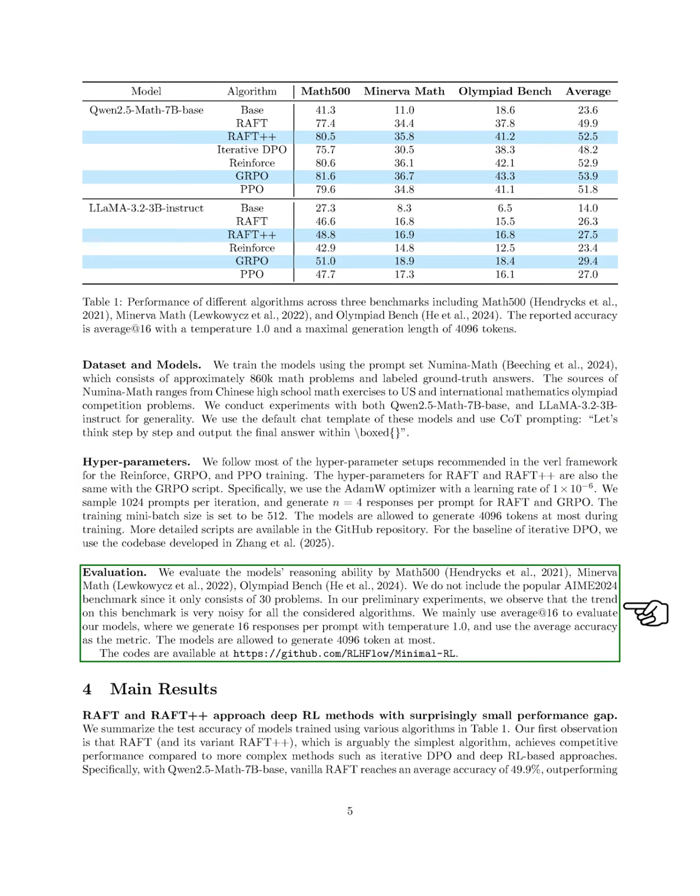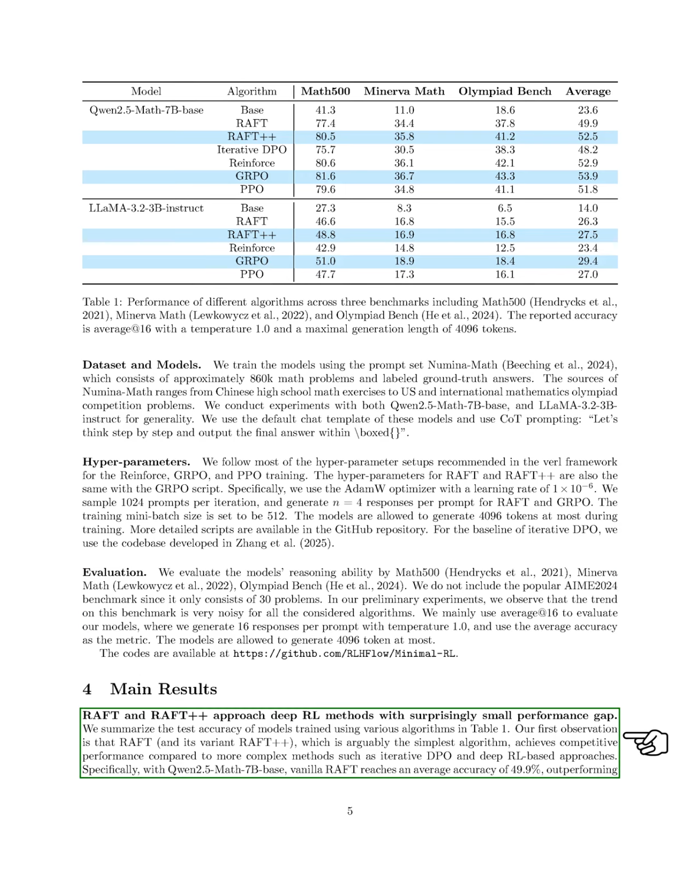For evaluation, we assess the model's reasoning capabilities using the Math 500, Minerva Math, and Olympiad bench datasets, excluding the AIME 2024 benchmark due to its limited number of problems. Our preliminary experiments indicate that results on this benchmark are quite variable across algorithms. We primarily use average accuracy at 16, generating 16 responses per prompt with a temperature setting of 1.0, and we measure the average accuracy as our metric. Our findings reveal that RAFT and RAFT++ perform comparably to deep reinforcement learning methods, with only a small performance gap.